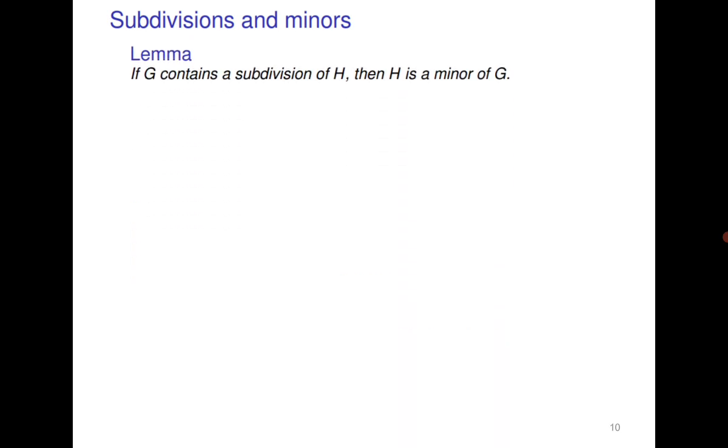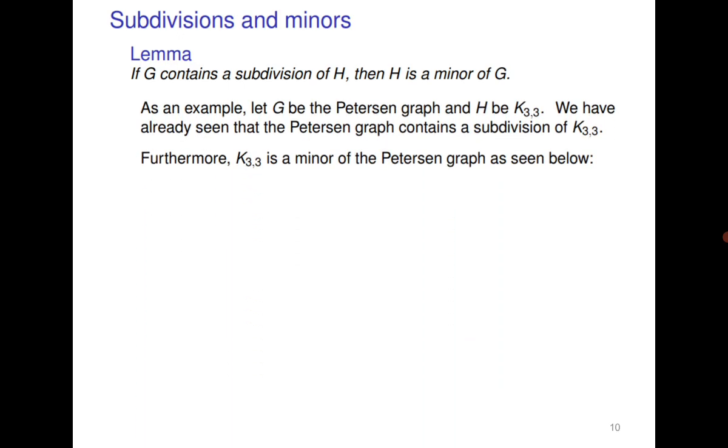So this is a very important observation which says that if G contains a subdivision of H, then for sure H is a minor of G. But the converse is not true, which we have seen in terms of the Petersen graph. So let G be the Petersen graph and H be K3,3. The Petersen graph contains a subdivision of K3,3, which means K3,3 is a minor of the Petersen graph.